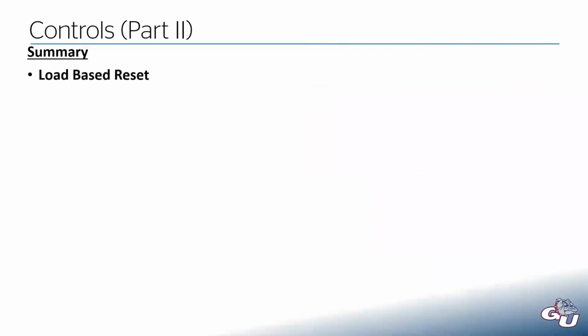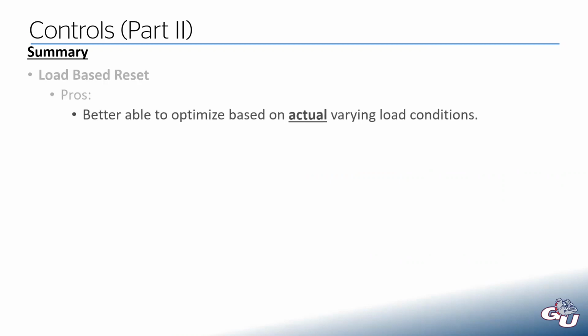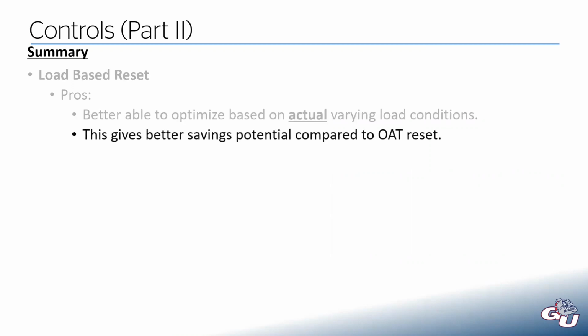So in summary, the advantage of a load-based reset is we're better able to optimize our system based on actual varying load conditions. And this is going to give better energy savings compared to an outside air temperature reset that just looks at outside air temperature and then resets whatever you're trying to reset based on that.